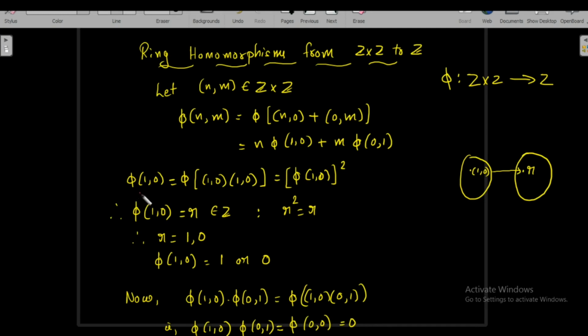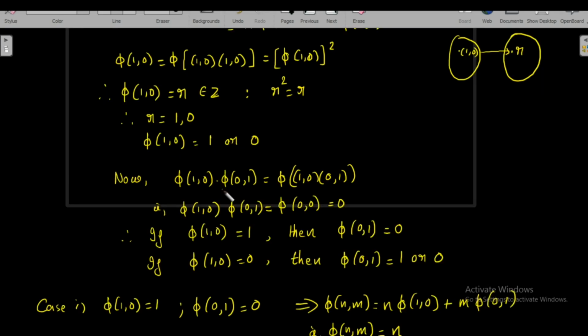Here, just as in the previous cases, φ(1,0) equals φ((1,0) into (1,0)), since 1 into 1 is 1 and 0 into 0 is 0. So this is equal to φ(1,0) squared. So we have to define φ(1,0) as an integer in ℤ such that the square of the integer gives the integer itself. So the only possibilities for r are 1 and 0. Therefore, φ(1,0) can be either 1 or 0.